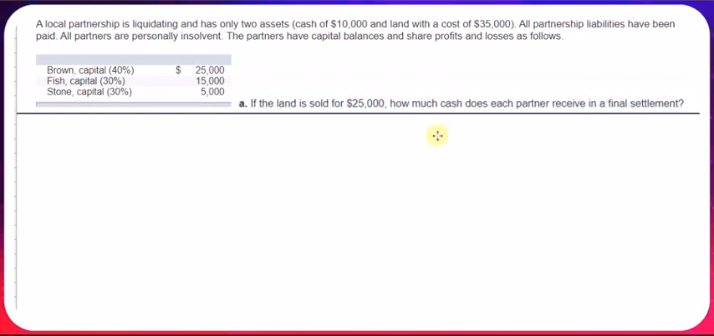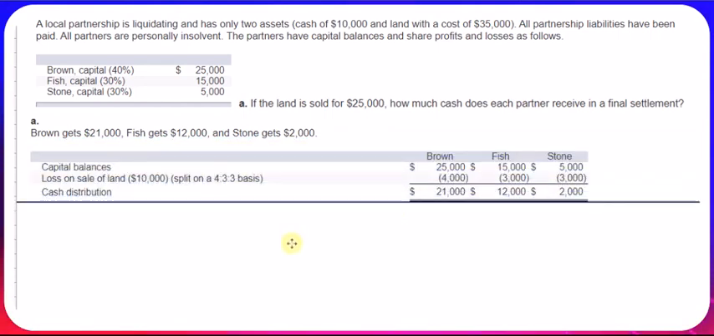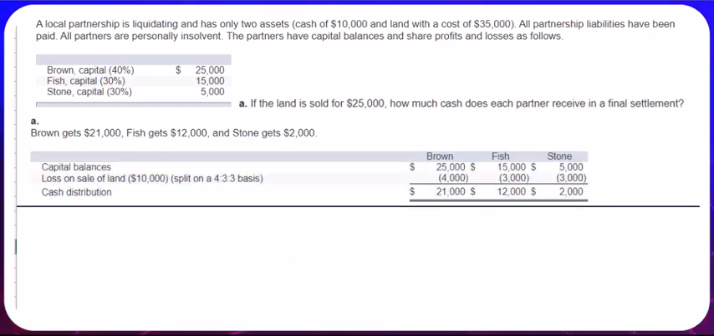Okay, and then here's our first question. So we've got 25, 15, 5 to B, F, and S respectively. And they share profits 40%, 30%, 30%. So the first question says if the land is sold for $25,000, how much cash will each partner get? Well, let's slide this down. Now, there's the answer, but how do we calculate it? Well, we calculated it by what you see on the screen here.